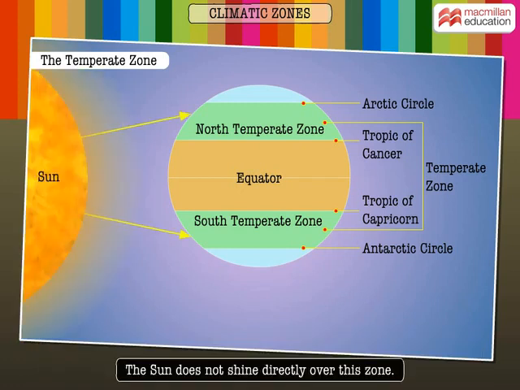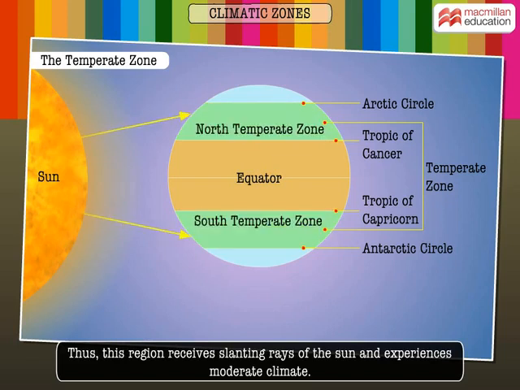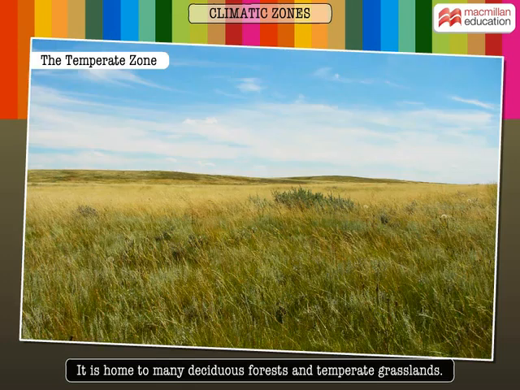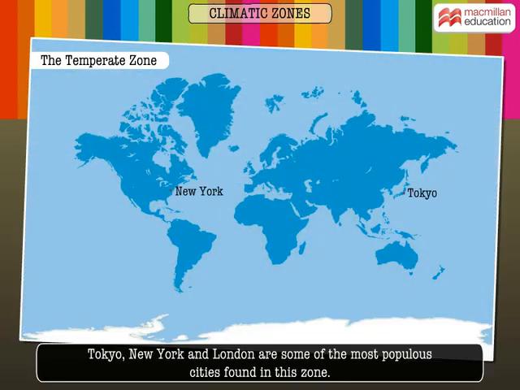The sun does not shine directly over this zone. Thus, this region receives slanting rays of the sun and experiences moderate climate. It is home to many deciduous forests and temperate grasslands. Tokyo, New York, and London are some of the most populous cities found in this zone.